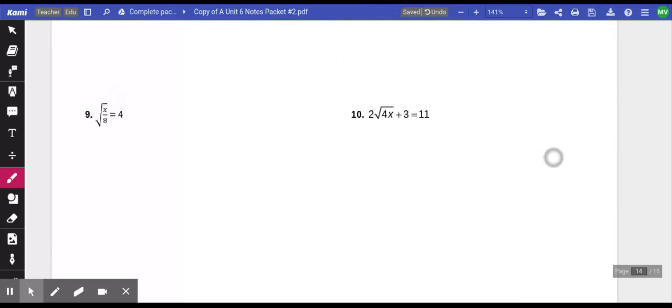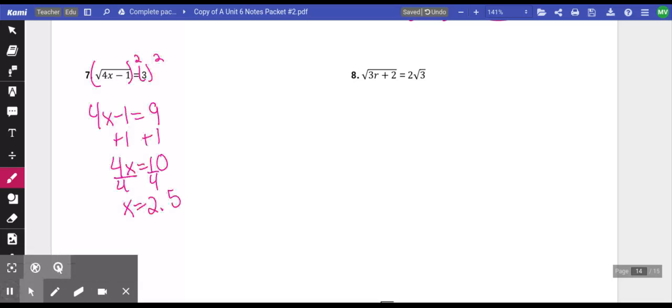I want you to do the next two, come back and check. Okay, so number 7, I started out by squaring both sides. I added 1. I got 4x equals 10, divided by 4, x equals 2.5.